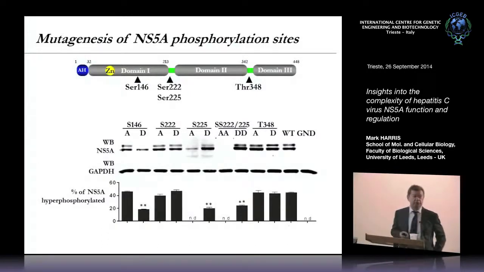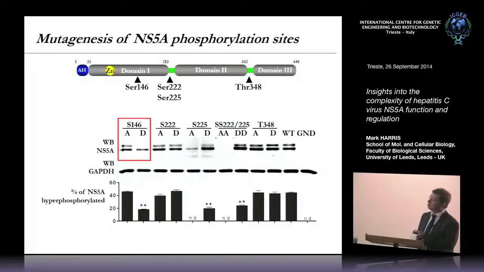Well, what was perhaps more interesting is when Doug started to look by Western blot at these phosphorylation events. So here, what I'm showing you is a Western blot for NS5A in replicon cells that were transfected with these various different replicons. And what I hope you can see and want to focus your attention on is this result for serine 146. So in serine 146, if you mutate that to alanine, you really have very little effect on hyperphosphorylation. And he's quantitated these blots to show that percentage of NS5A that's hyperphosphorylated is about 45-50%, about the same as the wild type here.